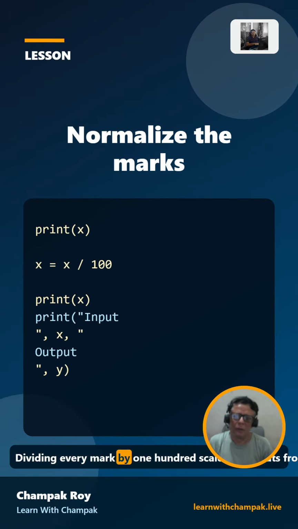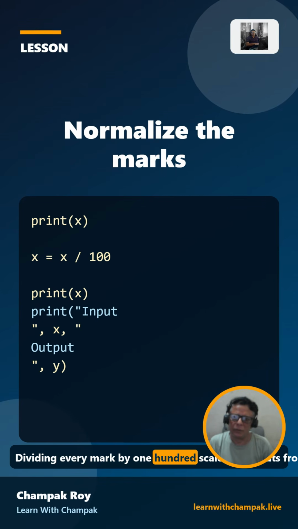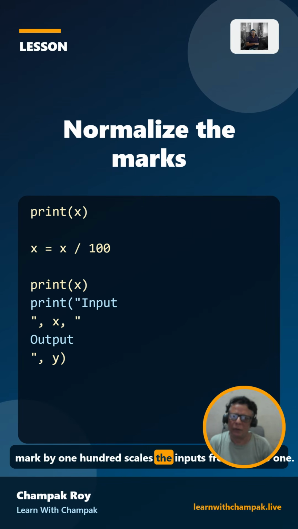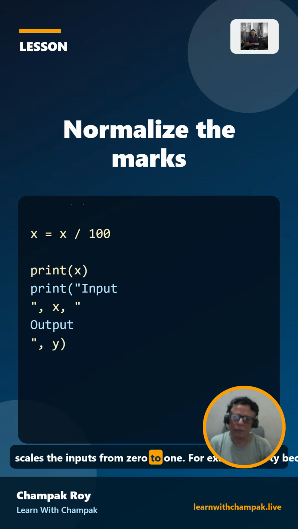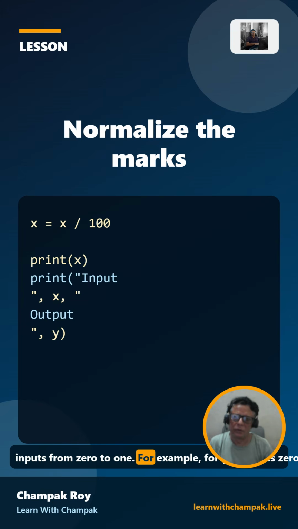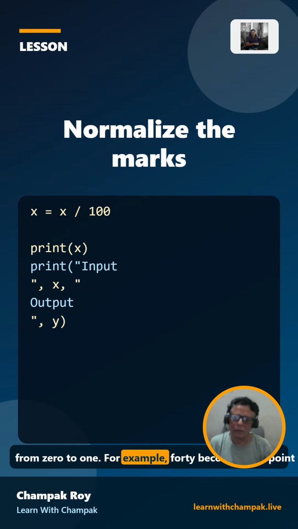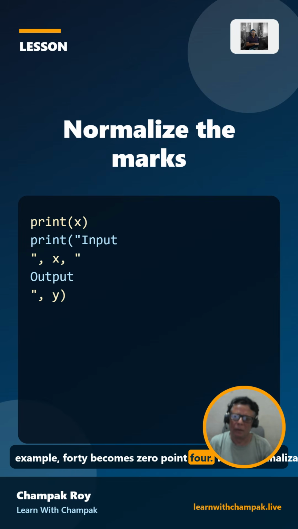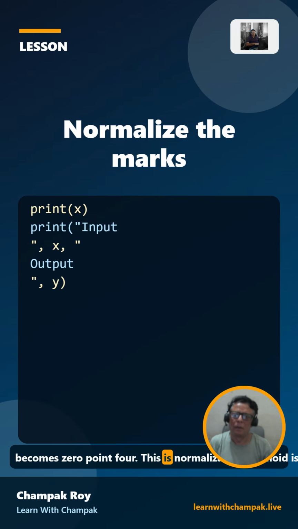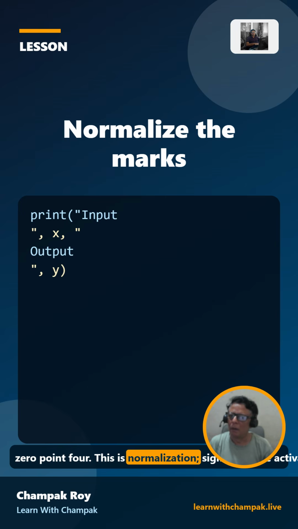Dividing every mark by 100 scales the inputs from 0 to 1. For example, 40 becomes 0.4. This is normalization. Sigmoid is the activation used later, not the name of the scaling operation.